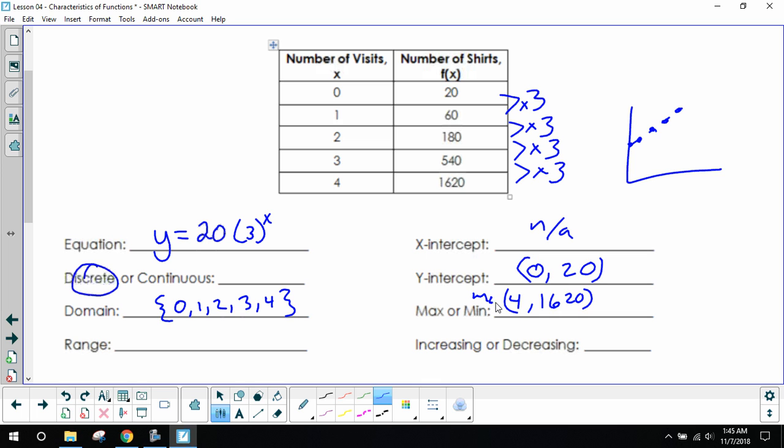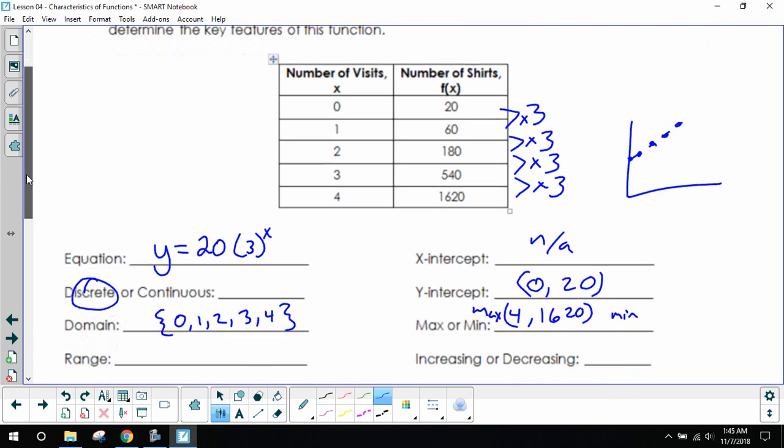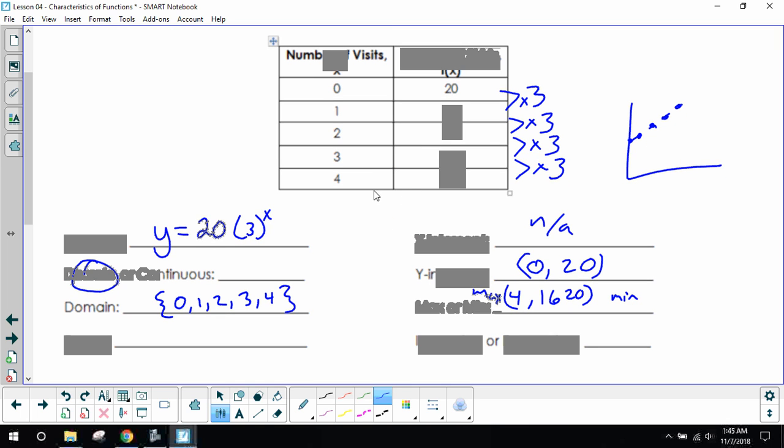Write an equation for the exponential equation and determine the key features of this function. Every week, he went to the mall and bought 3 times as many shirts. Guys, honestly, realistically, he shouldn't be buying this many shirts. This is insane. And if we just kept going, this number would keep growing.